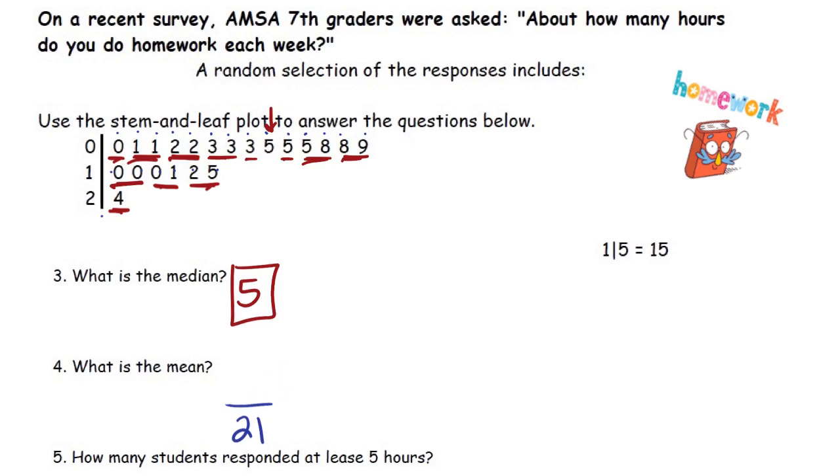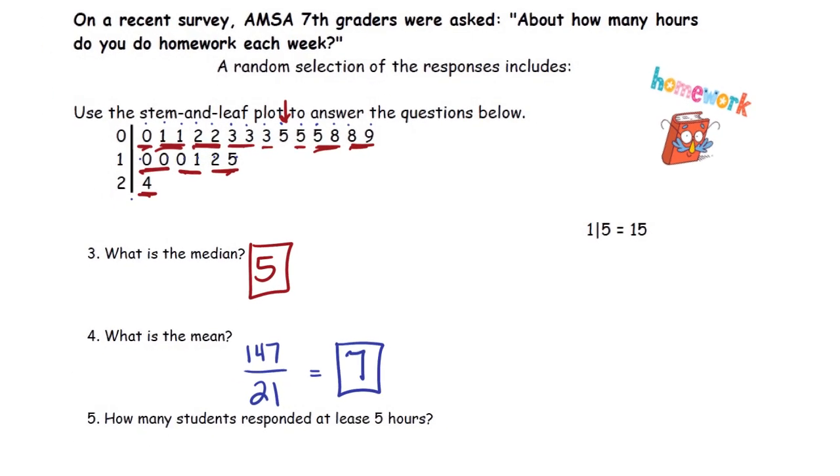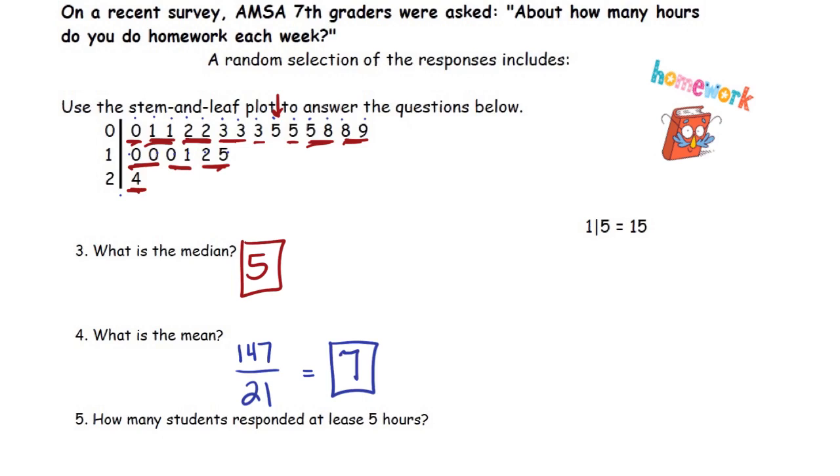All right, hopefully you have paused the video and you came back and you added your numbers. When I added my numbers, and I'll tell you when the list is this long, I do it 2 or 3 times until I know my numbers are consistent. I got 147. If I divide that by 21, I get an average of 7 hours spent each week on homework. The final question says, how many students responded at least, oops, excuse me, I'm sorry, I have a typo, at least 5 hours.